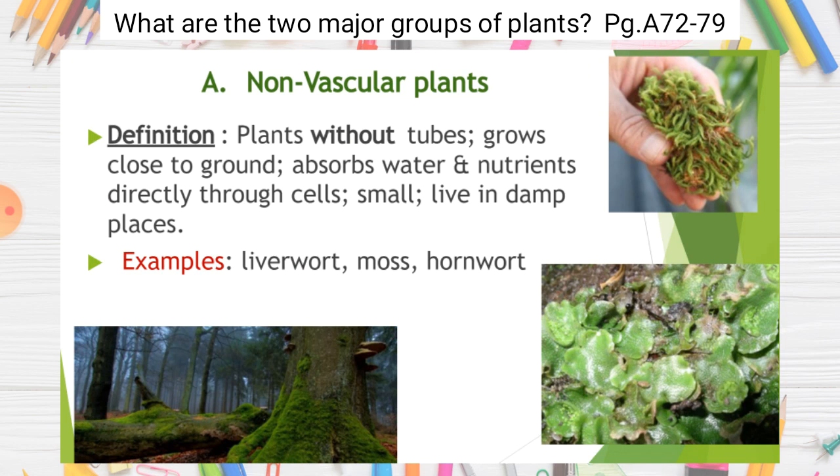Non-vascular plants. This means that these plants do not possess tubes. They grow close to the ground, absorb water and nutrients directly through cells. They are very small, live in damp places. These plants do not have roots, stems, or leaves. Examples: liverwort, moss, hornwort.